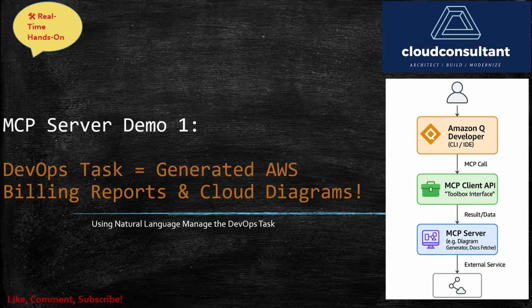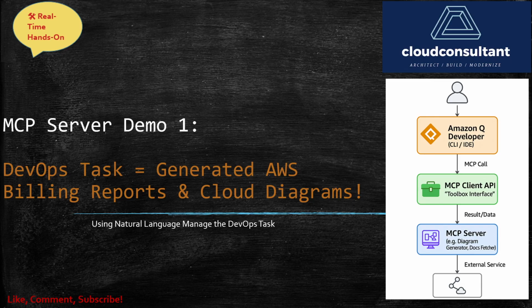Today I'm going to talk about an MCP server demo first. I'm starting the series with examples of AWS MCP servers to automate your AWS infrastructure, to handle daily DevOps or architect tasks, using natural language to manage your day-to-day activities from the operational perspective. Today it would be generating the AWS billing report and cloud diagram.